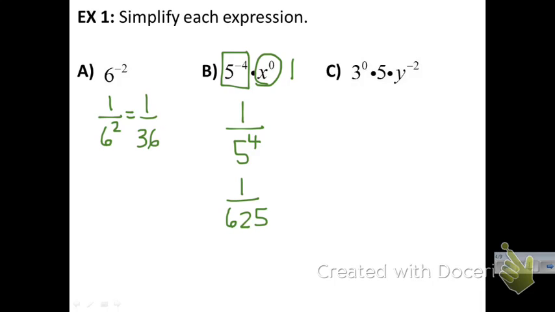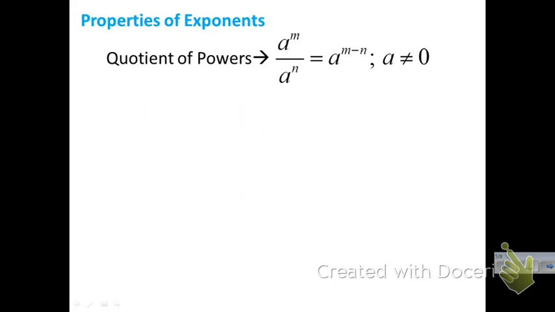Okay, on c, again, anything to a 0 becomes 1. So 1 times 5 will still stay 5. This y to the negative 2 will move to the bottom, or the denominator of the fraction, and that becomes its simplified form. Your next property is known as the quotient of powers. This says that if the bases are the same and you're dividing, then we subtract the exponents, as long as a cannot be 0, because we cannot divide by 0.